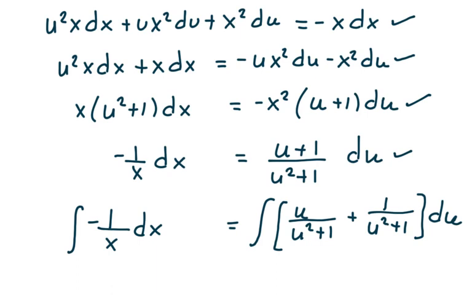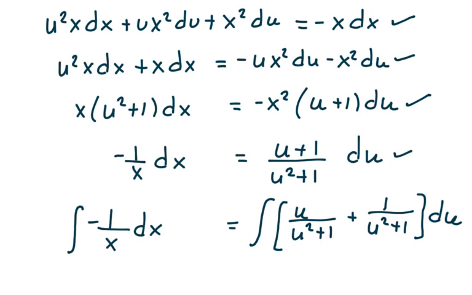So I want all the terms that involve dx on one side of the equation and all the terms that involve du on the other side. On the second line, we have u squared x dx plus x dx is equal to -ux squared du minus x squared du. So x times the quantity u squared plus 1 dx is equal to -x squared times the quantity u plus 1 du.